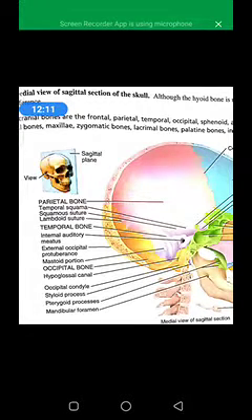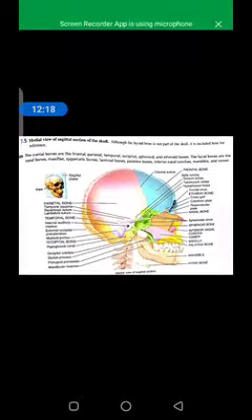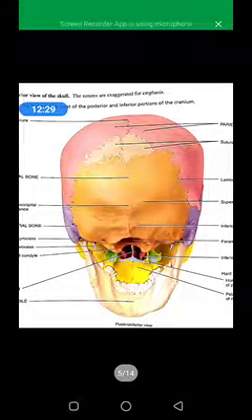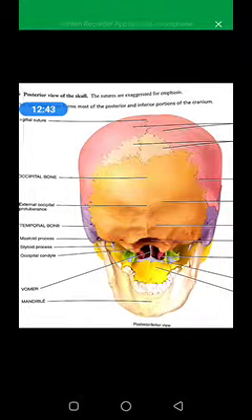Now this is again the middle view when you divide the cranium into two, and the hyoid bone below the mandible, which is present in the neck. Now see from the back, the posterior view. The posterior view of the skull has the sutures exaggerated for emphasis. You can see the posterior sutures here.